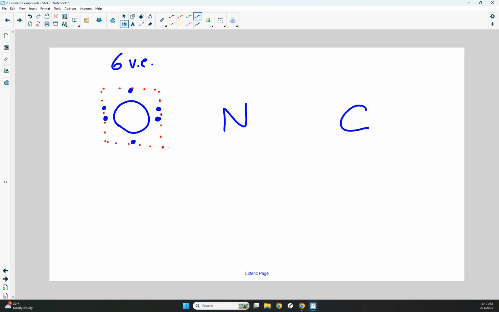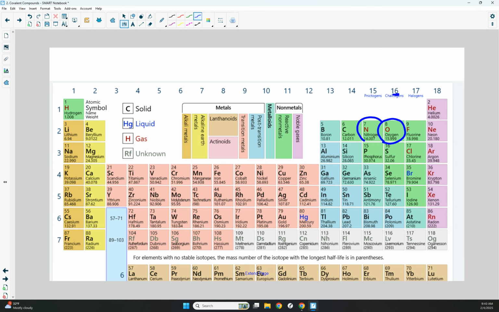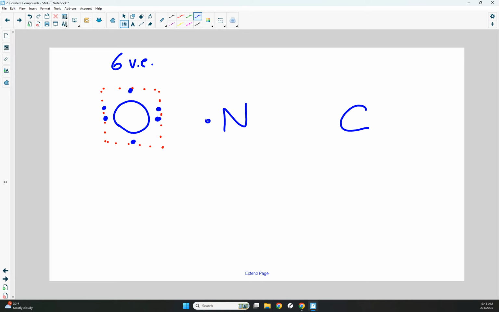So let's look at nitrogen. Again, find it on the periodic table. It is in group 15, right next to oxygen, and it has 5 valence electrons. So again, my first 4 are going to go north, south, east, and west in no particular order, and I have a fifth electron I need to add, so I can pair up any of these electrons. I'm going to pair up the one on the bottom, and that is the Lewis dot structure for nitrogen with its 5 valence electrons.